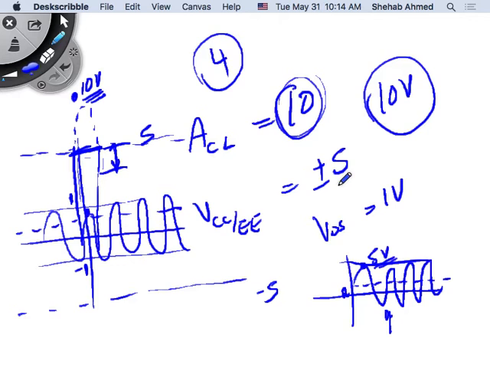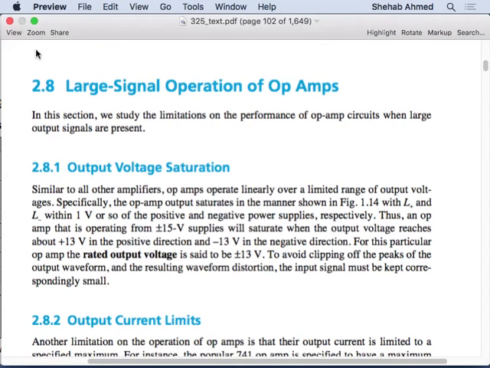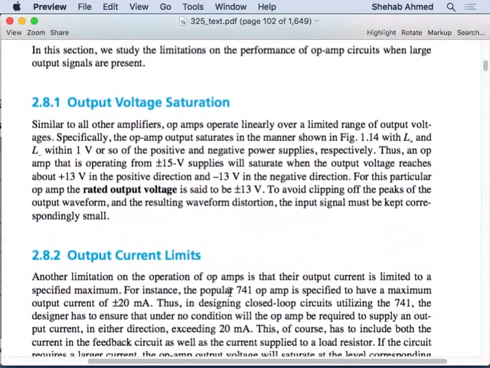Yes? Okay? So that's called output voltage saturation. When you clip, you saturate the signal. There's another way to saturate the signal.